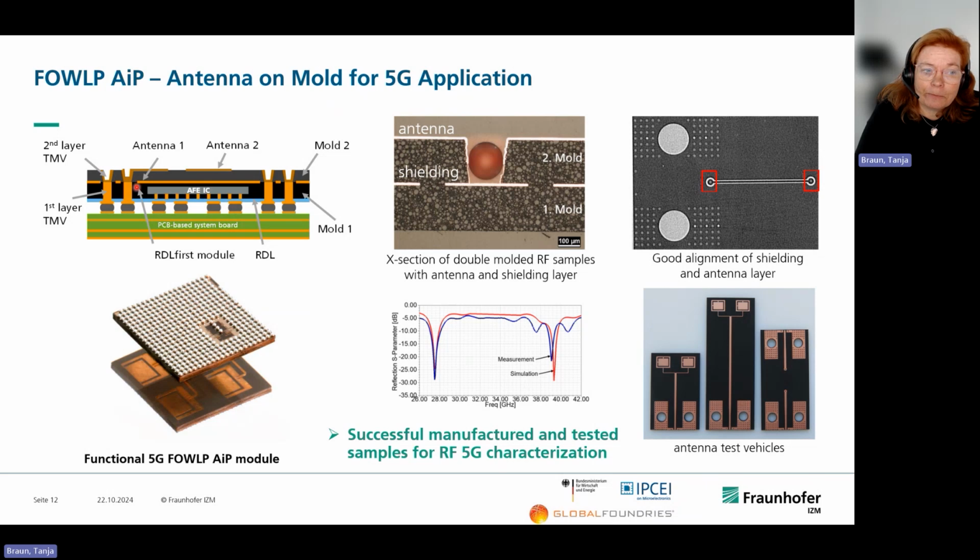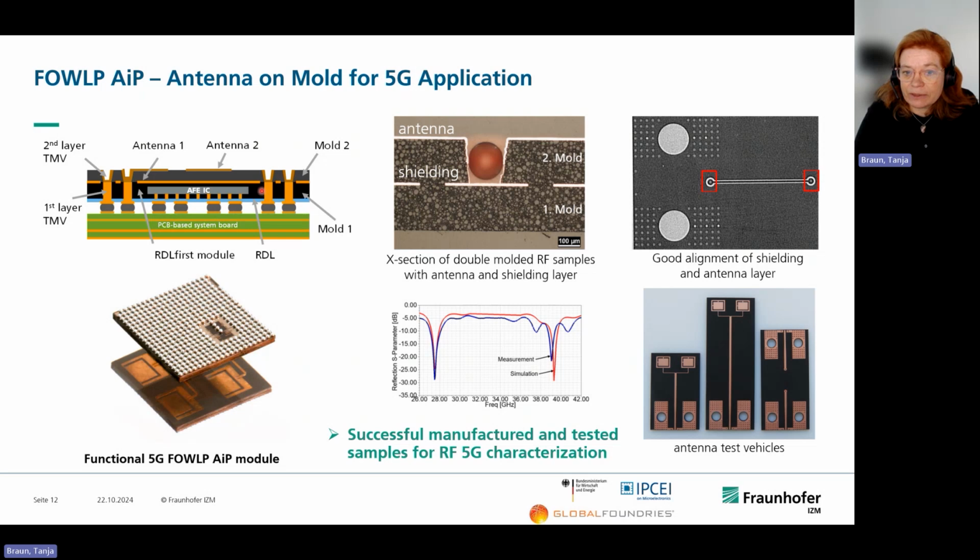And then we applied a first shielding layer directly on the mold, overmolded a second time to integrate the antenna directly on top of it, again directly metallized on the epoxy mold compound. And we used laser drilling for mold vias for the second mold layer down to these mold vias. In the end, that was an antenna in package for 5G applications.